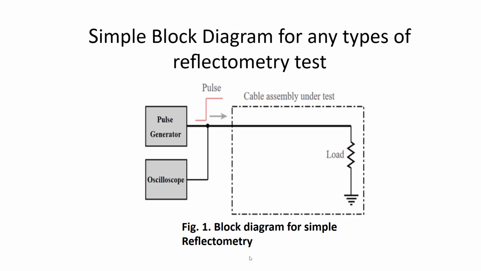This is a simple block diagram. This works for any type of reflectometry. There are several types of reflectometry we'll see. So a pulse is generated here. You can see this is applied to the cable assembly under test, and a load is given here. It can be open, short, or partially damaged cable. So the signal will go and then come back.